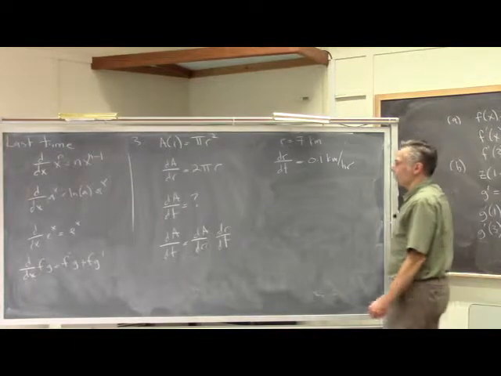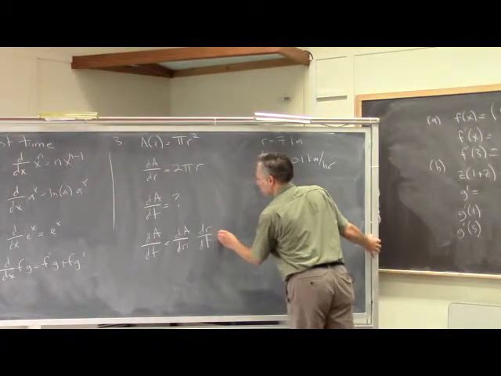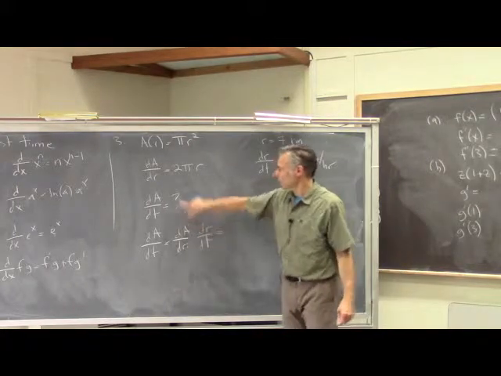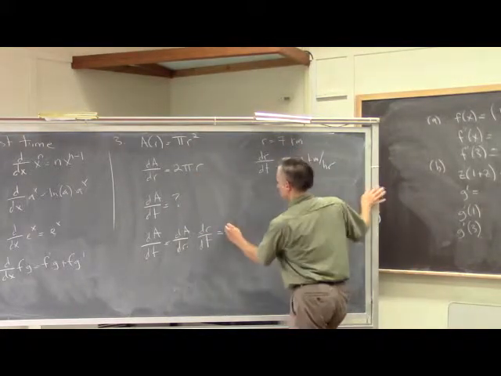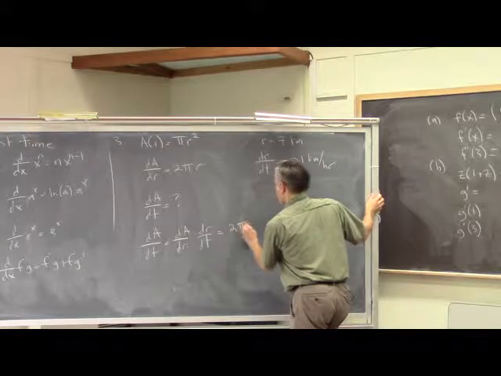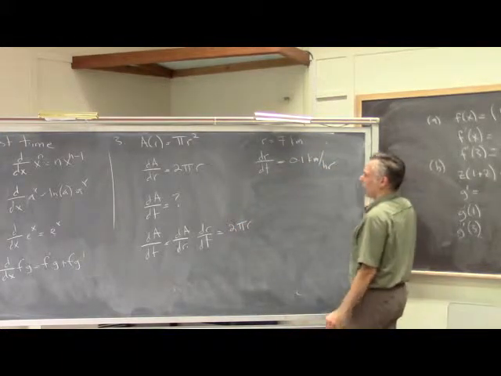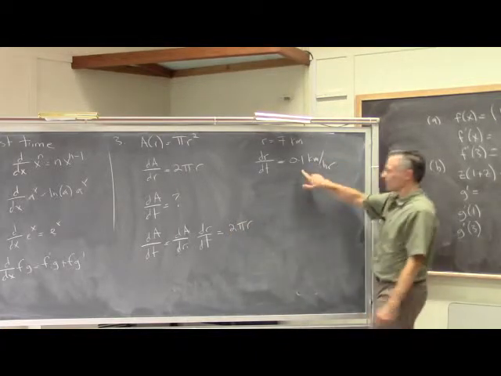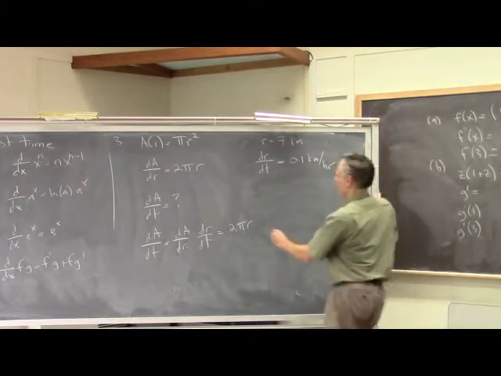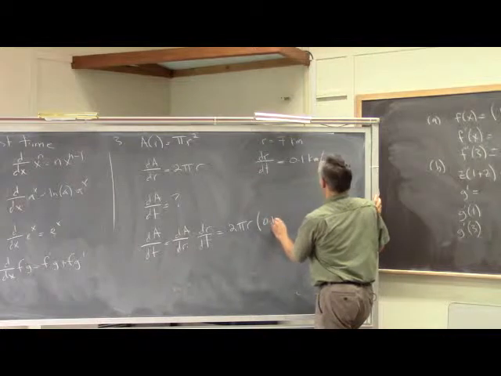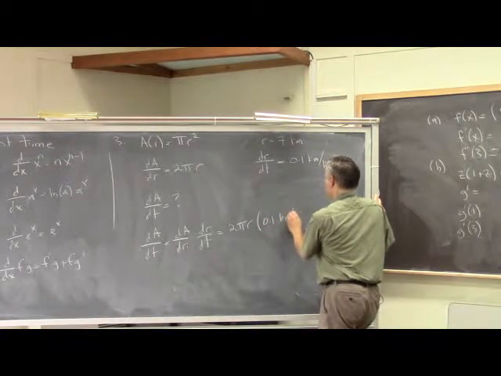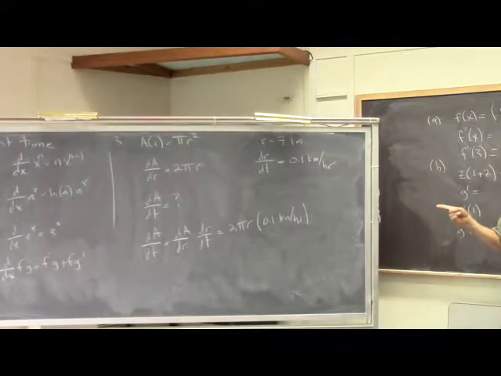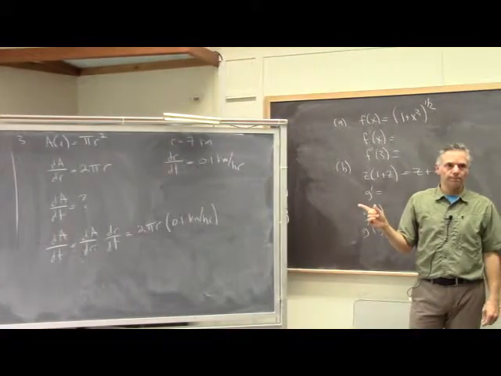So now we can just sort of plug in. Oh, I have an expression for dA/dr. That's just 2 pi r. And what's dr/dt? I don't have a formula, but I have a number for that. This is 0.1 kilometers per hour. And note that we need to know r.